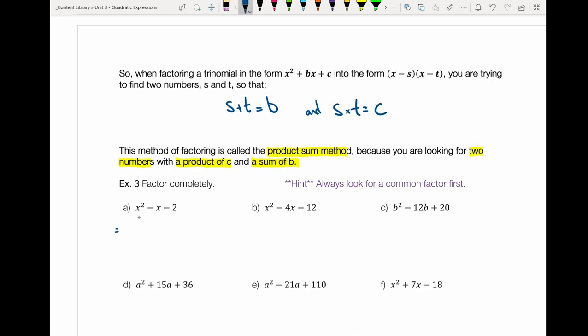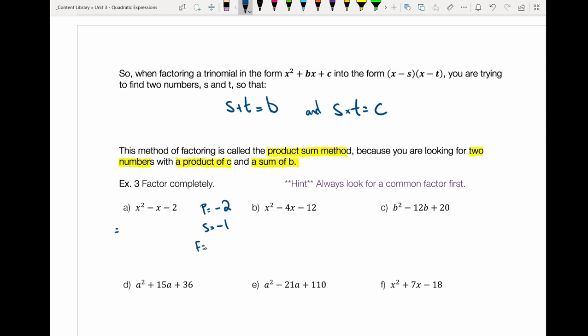So first, x squared minus x minus 2, product and sum. So the product, the two numbers have to multiply to c, or negative 2, and they have to add to negative 1.